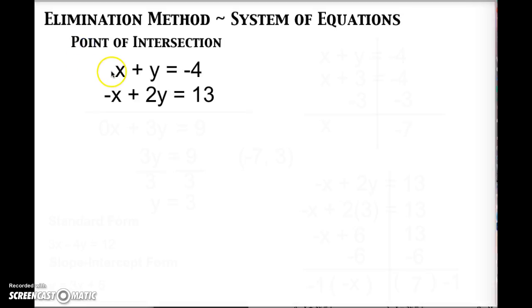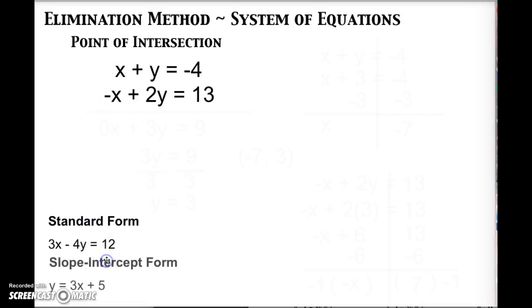In this problem, my two lines are x plus y is equal to -4 and negative x plus 2y is equal to 13. I want you to notice that both of these equations are in standard form rather than slope-intercept form. Standard form is where we have a family of x plus a family of y is equal to some number. Both of these equations are in standard form.